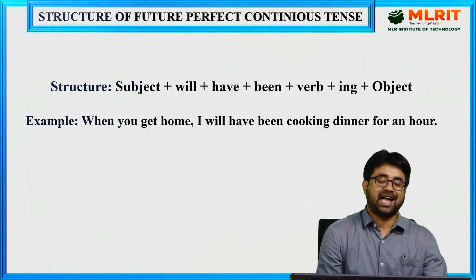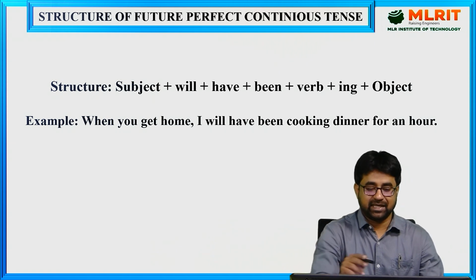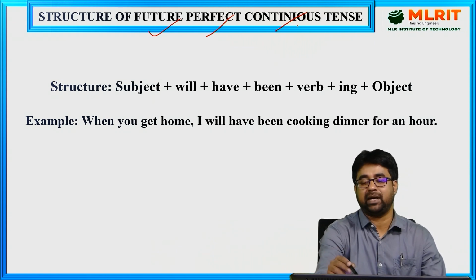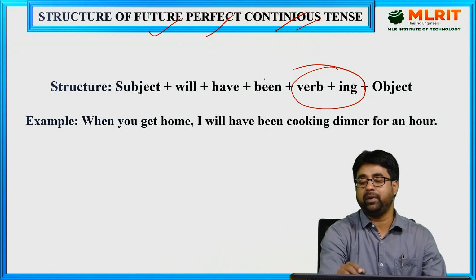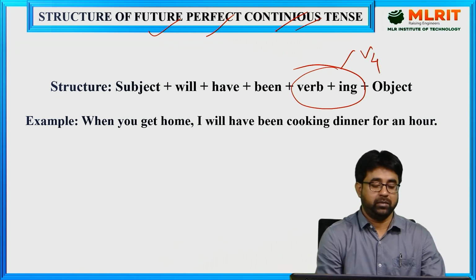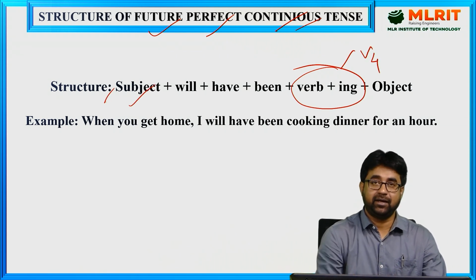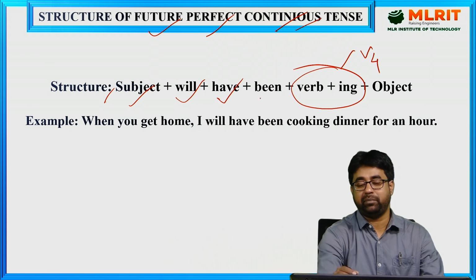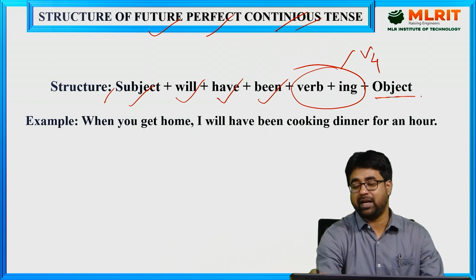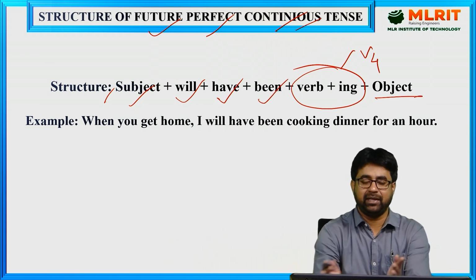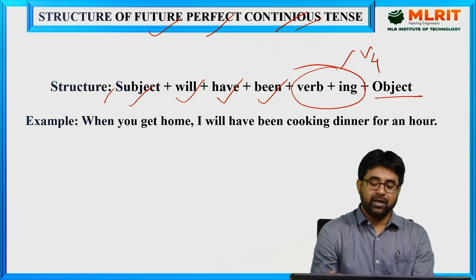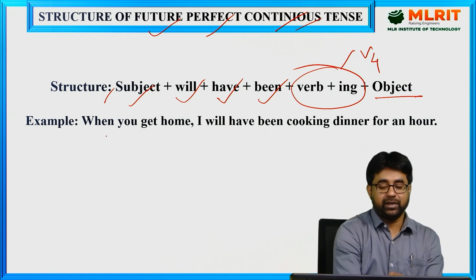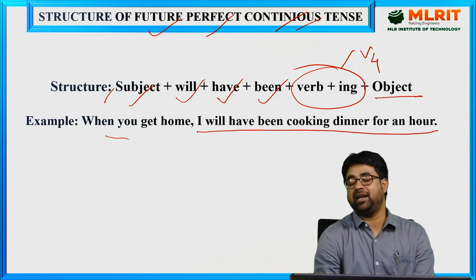Now the last aspect of future tense, that is future perfect continuous. In continuous tense, you can see the verb would always be in V4 form. Now see the structure in detail. Subject, then will plus have plus been plus V4 and object. Because there are many parts, obviously the sentences would be a little longer, right? So you can see here the example. I will have been cooking dinner for an hour.